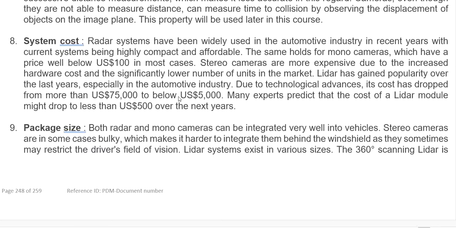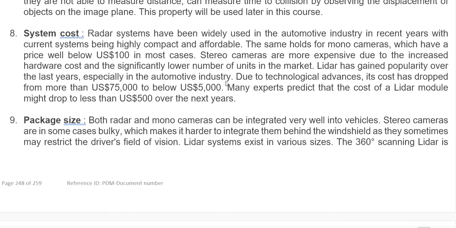So the radar and the cameras, the same holds for mono cameras, which have a price well below $100. Stereo cameras are expensive due to the increase in hardware cost and a significantly lower number of units in the market. LiDAR has been popular over the last years, especially in the automotive industry. Expensive LiDAR is up to $75,000.